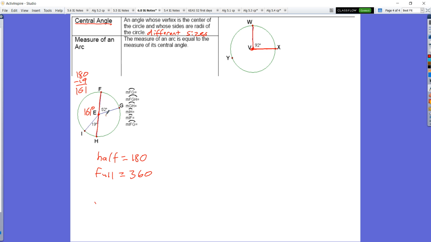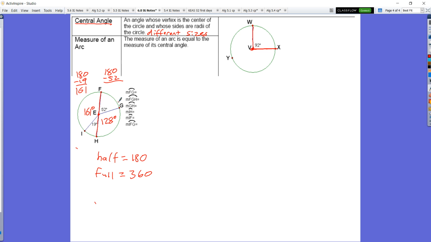Now we can find out what this one's going to be here. So here's our diameter again, 180. It also makes a straight line, which is 180. So to find this one, we can go 180 minus 52. And that's going to make this one 128 degrees. So we got our missing angles filled in. Now we can go ahead and write down our numbers for each one of these arcs.